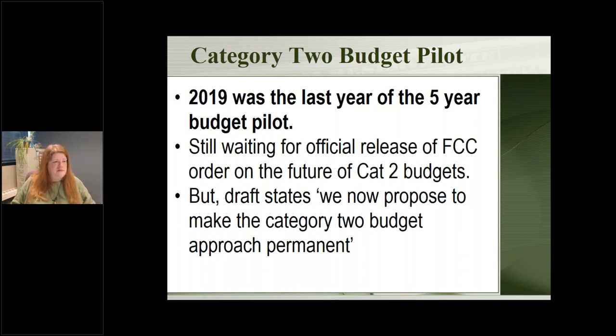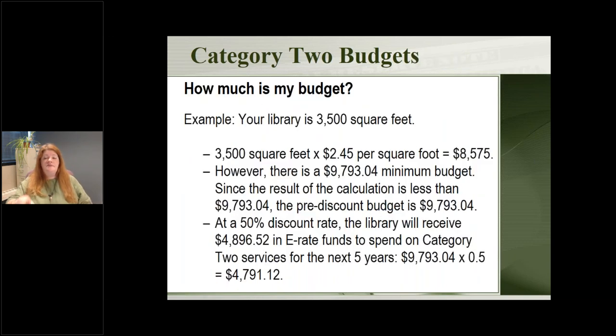we have another question about the discount. Someone wants to know, is that $4,896 each year? No, that's the total for the whole 5 years. So the $9,793 is how much they think you might spend in the next 5 years, and you will receive $4,896.52 over that whole 5 year period. So this isn't a per year thing, this is for the 5 years all together. And then you just decide each year how much of that money you want to use.